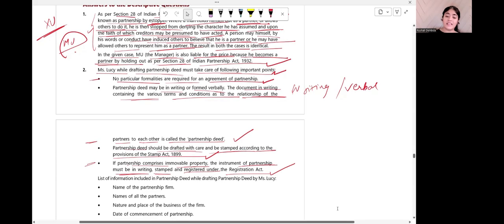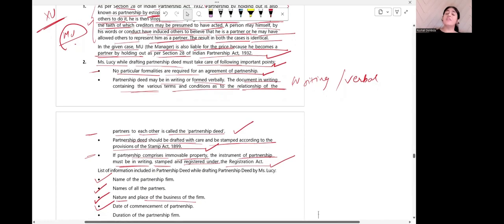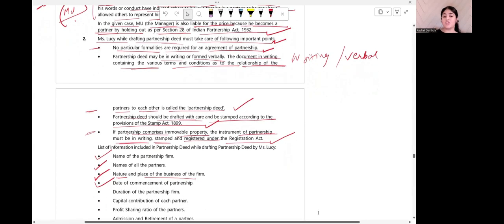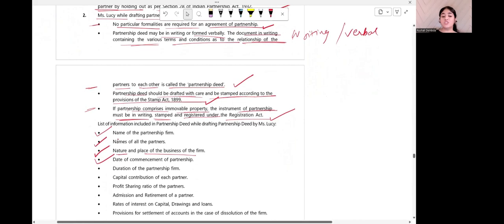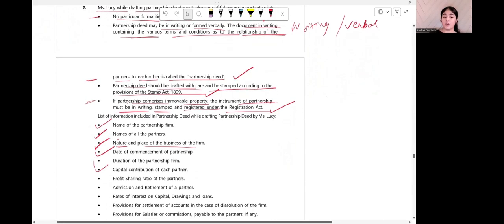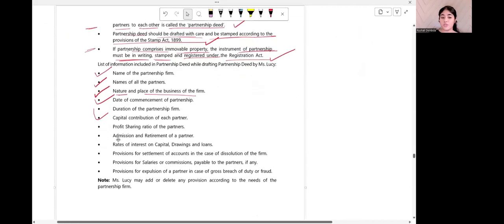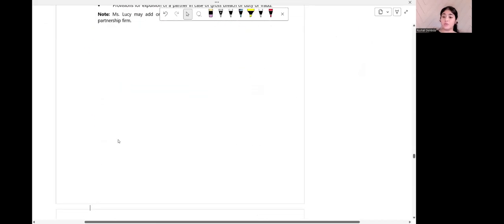Then what all things, list of information, to be included in the partnership deed? What all things will you include? Name of the partnership firm, name of partners, where the business is going to take place, what business you are doing, nature and place of business, date of commencement of partnership. All these relevant things you will be mentioning. Then for a fixed period, if you are doing a partnership firm, that time you will also specify the duration, how many years you're going to work. Then capital contribution, how much each partner is going to contribute, that also you have to mention over here.